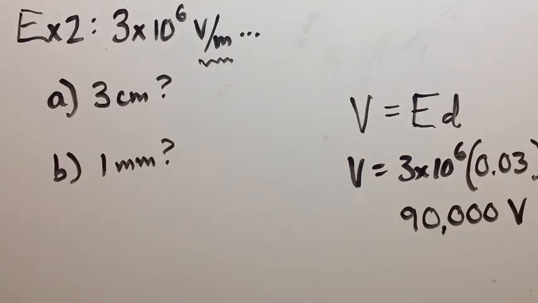A lightning bolt is like a kilometer long. So that's 1,000 meters. That's 3 billion volts to break down a kilometer of air. That is a lot of volts.